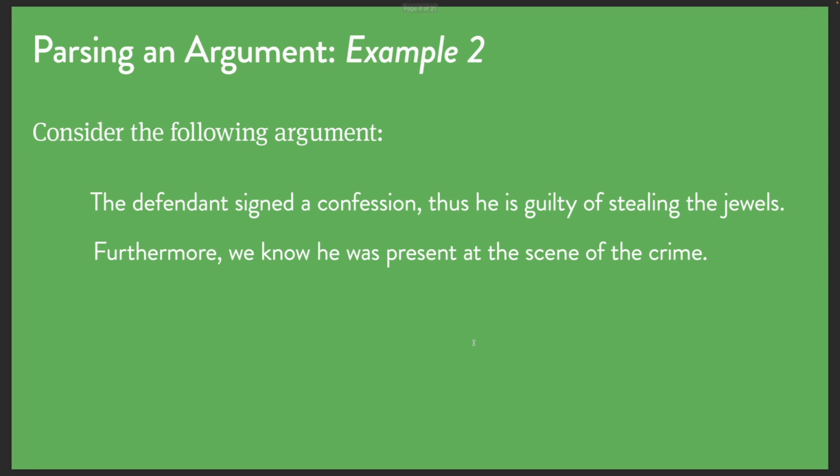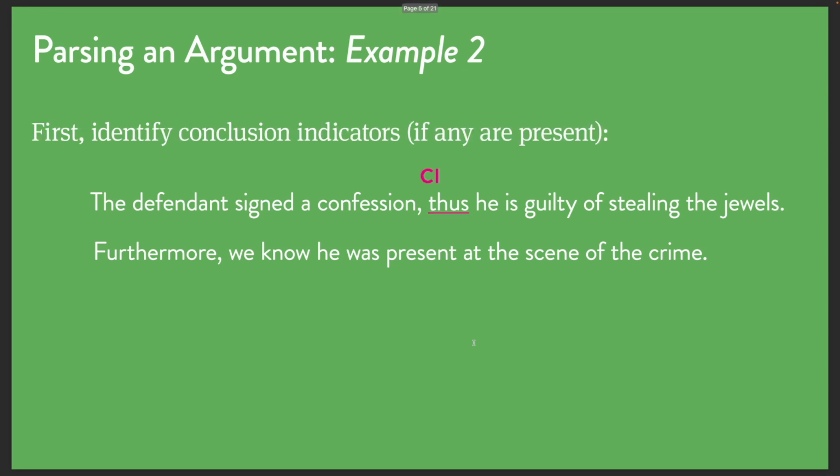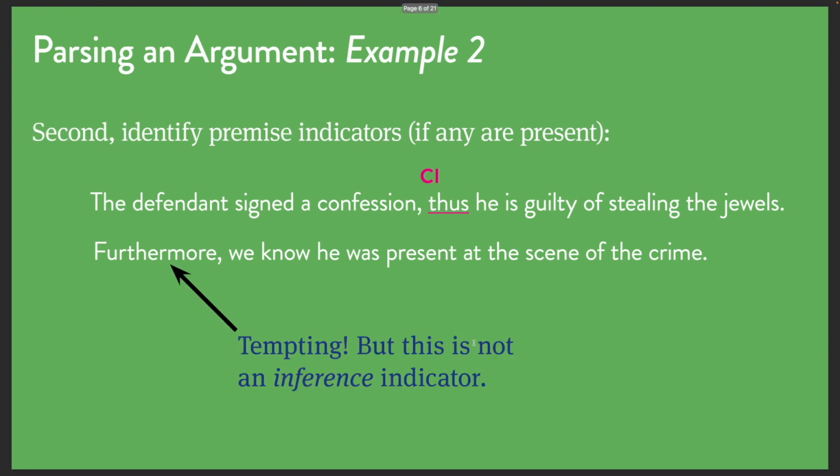All right, example number 2. Feel free to pause this and think about how you're going to do it. Consider the following argument. The defendant's signed a confession, thus he is guilty of stealing the jewels. Furthermore, we know he was present at the scene of the crime. Let's identify, first, any conclusion indicators. We have that "thus." If you go back to that list, "thus" is on there. That's a fun one. We underline it and put a CI for conclusion indicator.